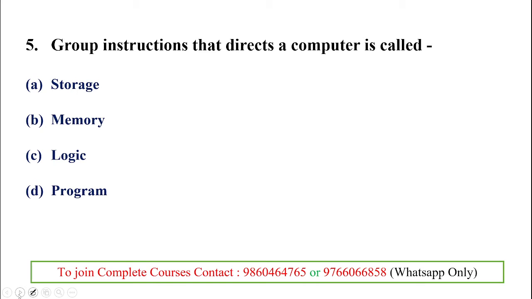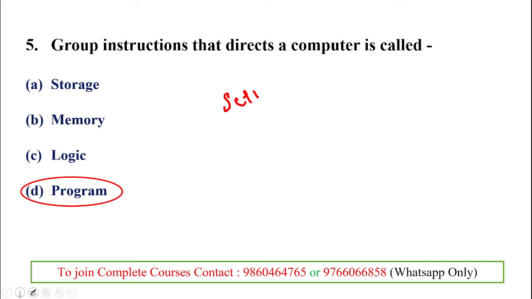And then, a group of instructions that directs a computer is called a program. We know that a computer is not a single device. It is a combination of many related parts, like the organs in our body. The computer works under a group of instructions, a set of programs. So that is called the program.